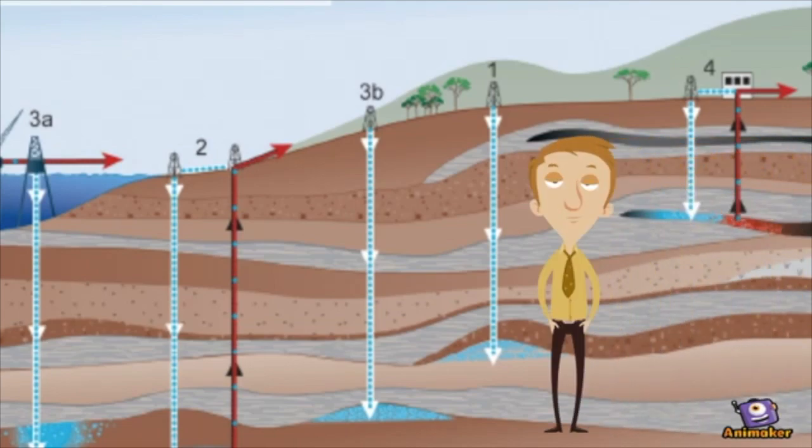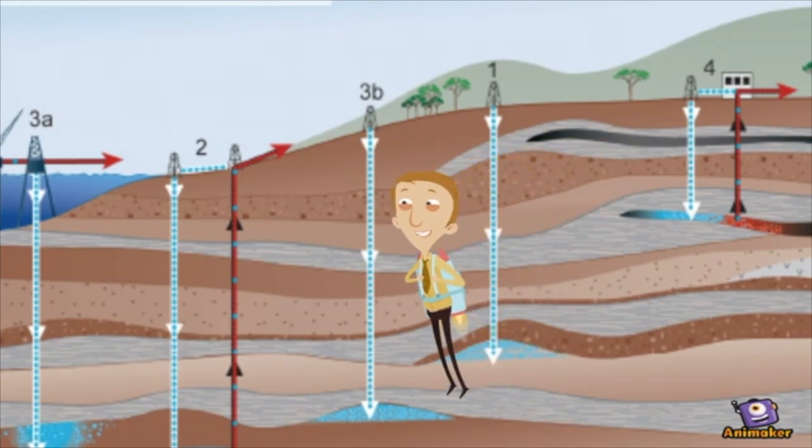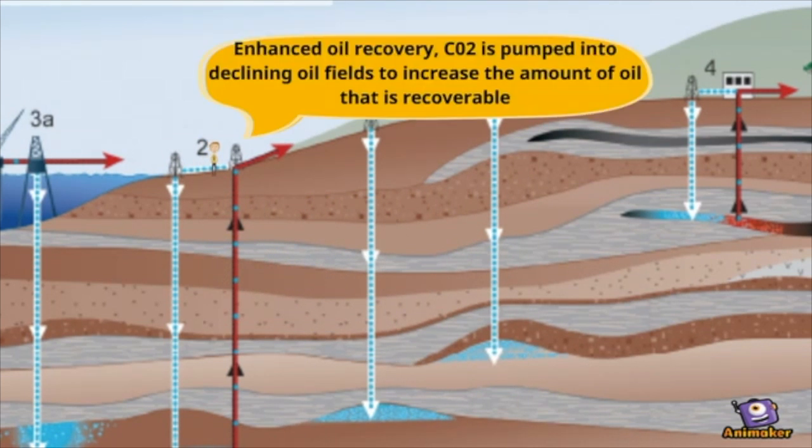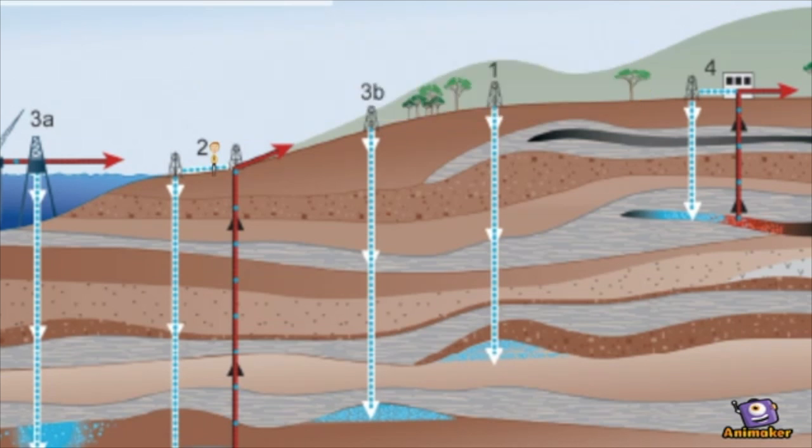Hey guys, so there are many different options for the storage of carbon dioxide. These can be geological storage, ocean sequestration, and mineral carbonization. Geological storage can be split into three components. Let's check it out. The first method is enriched oil recovery. In this method, CO2 is pumped into declining oil fields to increase the amount of oil that is recoverable.